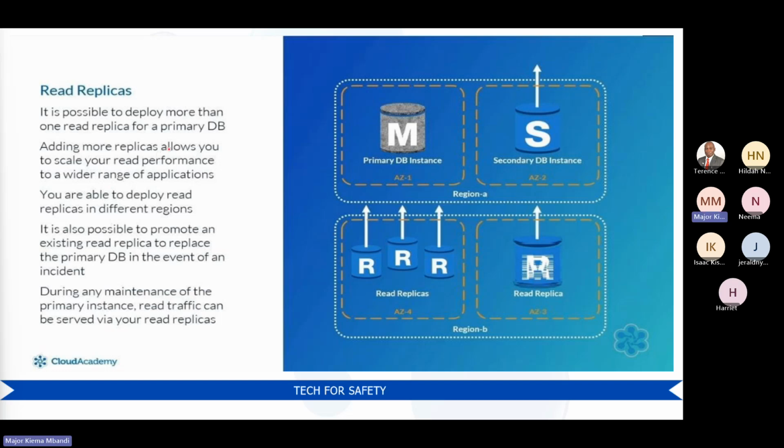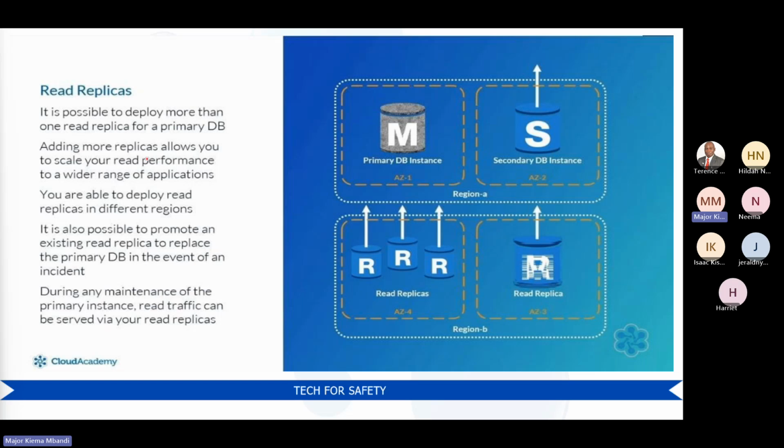So it is possible to deploy more than one read replica for the primary DB. As you can see in the diagram here, you have the primary, secondary, and in AZ4, you can have replicas in different availability zones. This is region A, and this is region B. So we have a read replica here, one here, and then one at the other end. Adding more replicas allows you to scale your read performance.